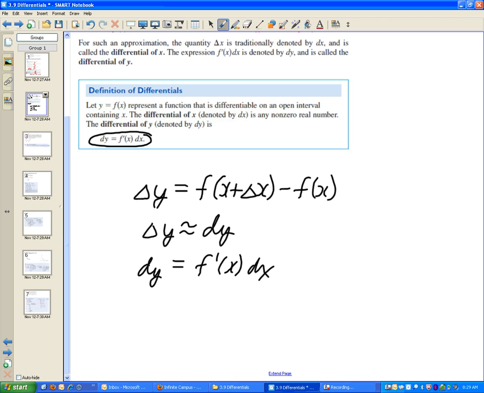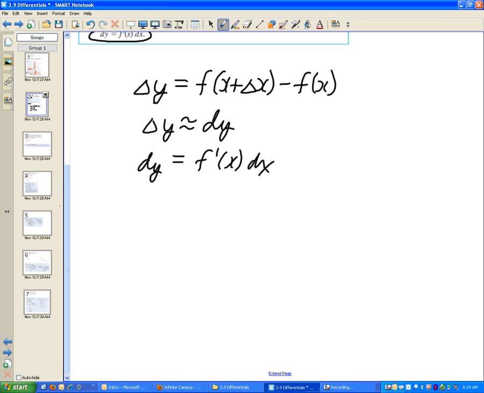And one more weird, I kind of wish I hadn't even gone over anything. I should have just started here. So forget everything else I said before. If we just start here, I think we're okay. All right? And one other thing I need to tell you. Delta y and dy are not the exact same thing. They're approximately the same thing. Delta x and dx are the exact same thing.